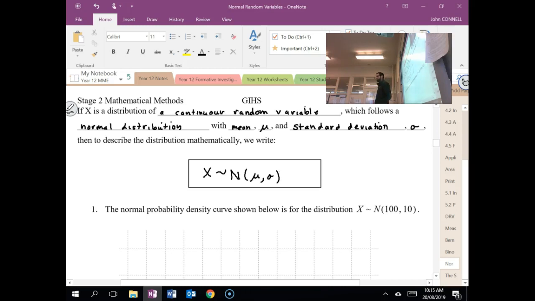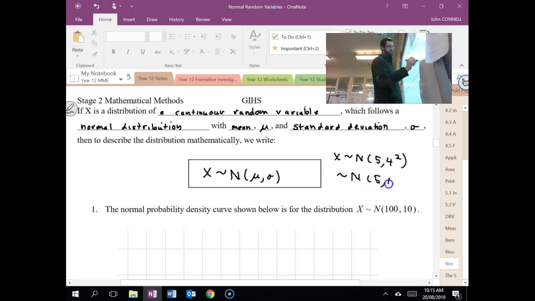So you can choose which one you do, but I always just do mu, sigma. I just think that's easier. Sometimes the book has sigma squared, but it will always write it so that if you go x tilde N(5, 4 squared) like that, then you know that the standard deviation is 4. They will never write it like that and expect you to square root it.